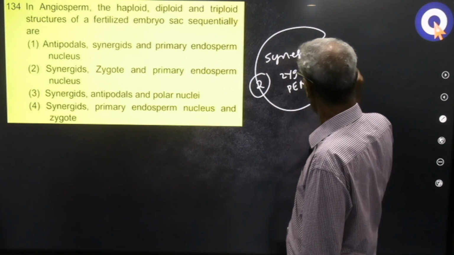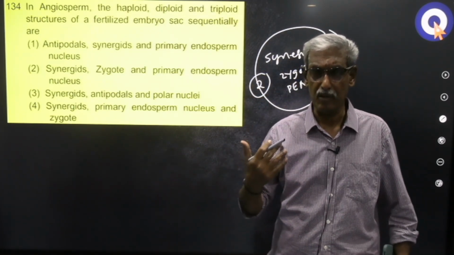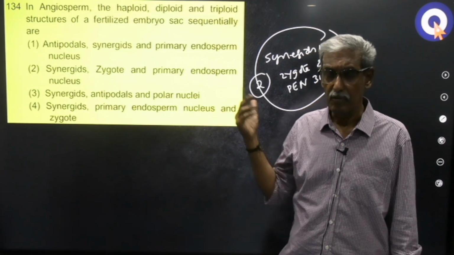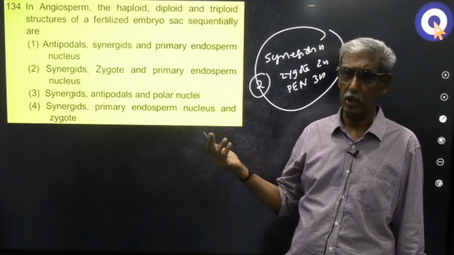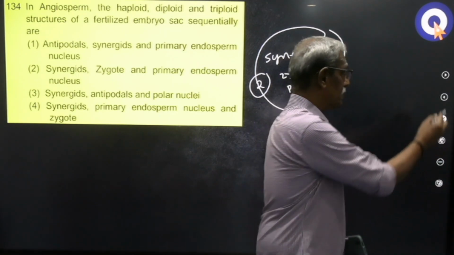And how do you know about all these particular things? If you look at the diagrams of double fertilization in the chapter on sexual reproduction of higher plants, it's very significant over there. And we understand which are haploid tissues, which are diploid tissues, and which are triploid tissues in a common mature embryo sac of angiosperms.